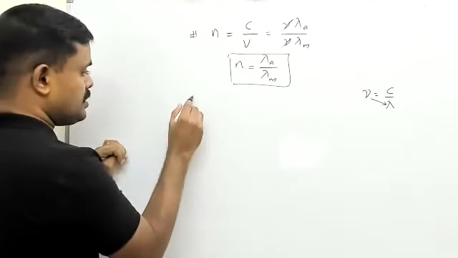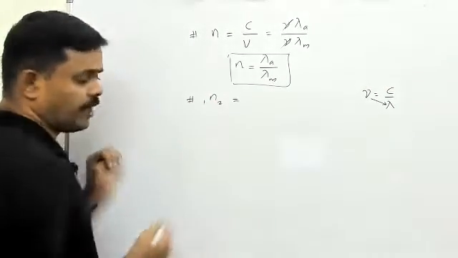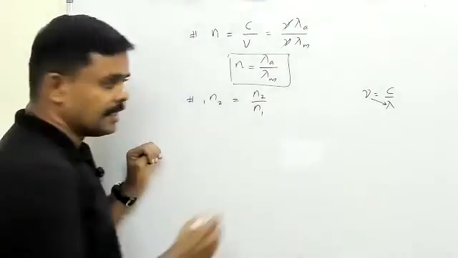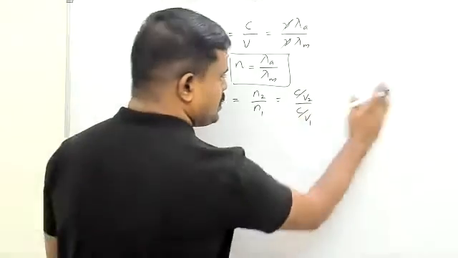Now, second equation is, when you think about refractive index, relative refractive index, n21, how do we write this? n2 divided by n1, which is actually c by v2 by c by v1. Am I correct?